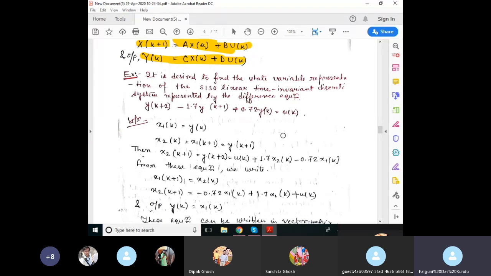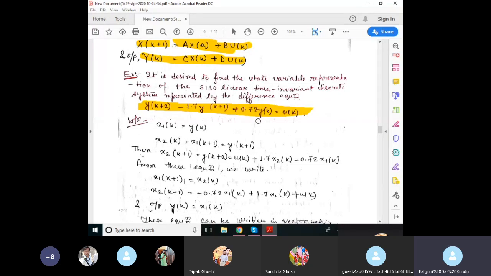In the question, it is desired to find the state variable representation of the linear time invariant discrete system represented by the difference equation, which is given by y of k plus 2 minus 1.7 y of k plus 1 plus 0.72 y of k is equal to u of k.